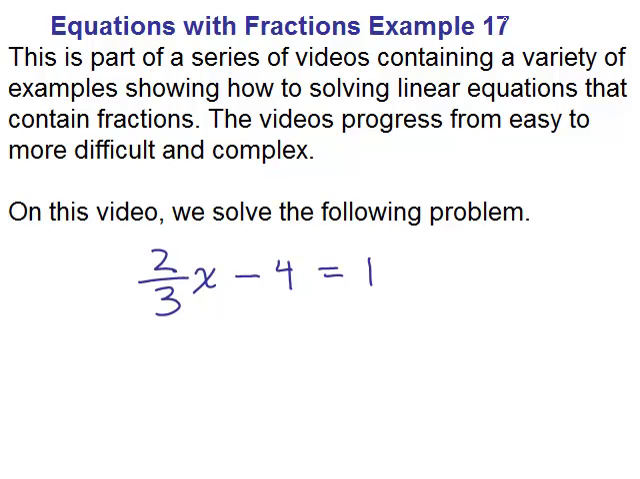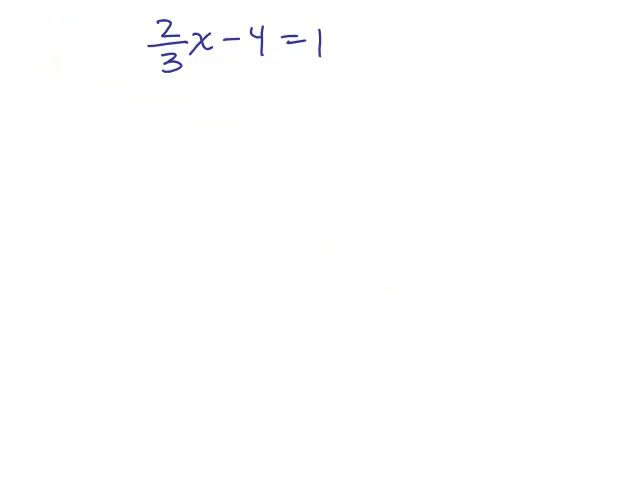This is example 17. We're going to solve this equation that has a fraction in it. Notice there are two terms on one side, so this is a little bit different than examples 1 through 16. Okay, so there are a couple ways to do these problems. One way is you just isolate the variable, since you've got the variable only on one side of the equation.